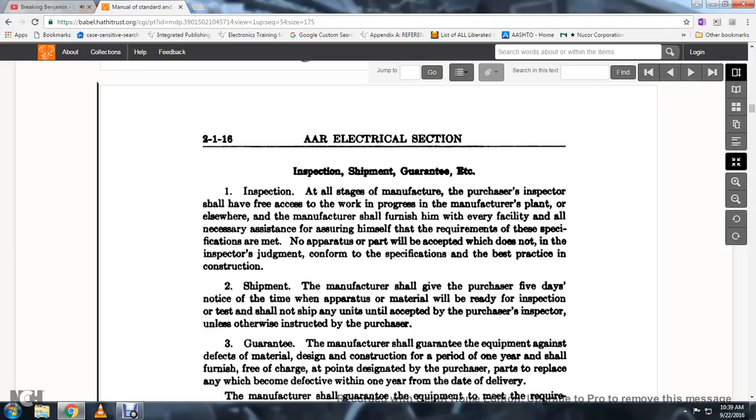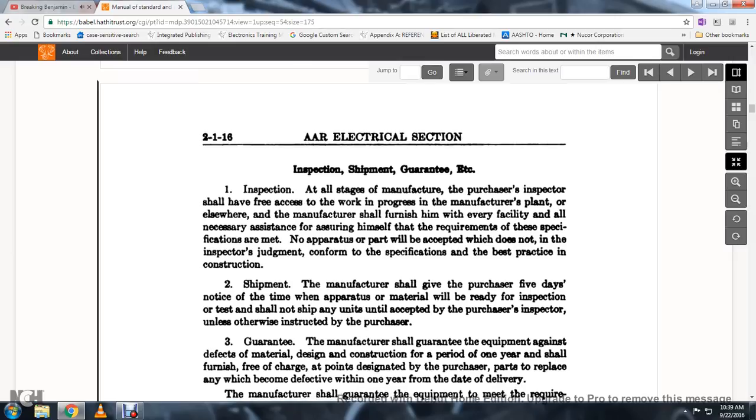No apparatus or parts will be accepted which do not, in the inspector's judgment, conform with the specifications and the best practices in construction. 2. Shipment. The manufacturer shall give the purchaser 5 days' notice of the time apparatus and material will be ready for inspection and test, and shall not ship any of the items until accepted by the purchaser's inspector, unless otherwise instructed by the purchaser.